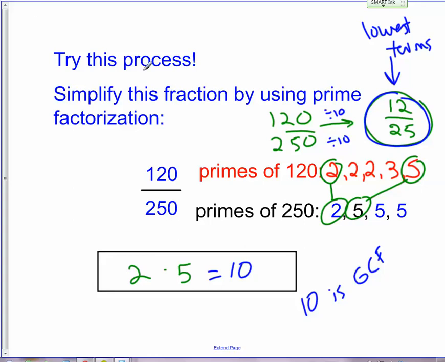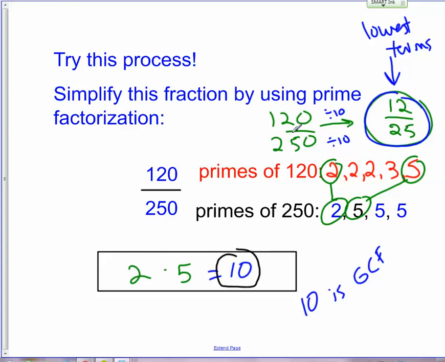So then we tried this process. I gave you the primes of 250, and then you guys did a factor tree to come up with the primes of 120, which is 2 times 2 times 2 times 3 times 5. We looked at the ones that they have in common. There's a 2 here and a 2 here. Throw it in the box. There's no other 2's down here and no 3's, but this 5 matches a 5 here, so I put it in the box. I multiply them, and 10 is my greatest common factor.